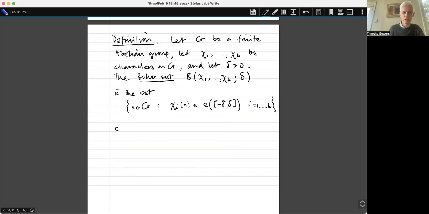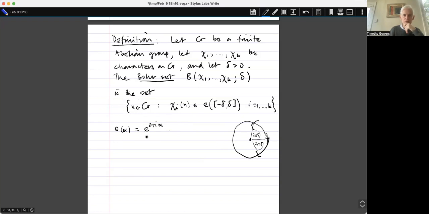Now just a quick reminder, e(alpha) means e to the 2 pi i alpha. chi_i(x) is going to be an element of the unit circle. And so the image under the function e of the interval from minus delta up to delta is going to be a sort of closed arc of the circle. What I really mean is that the angle there is 2 pi delta, so e to the minus 2 pi i delta, and then that angle there is also 2 pi delta. Sometimes we care about delta being small, sometimes we allow it to be not too small.